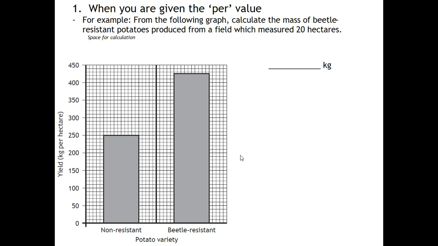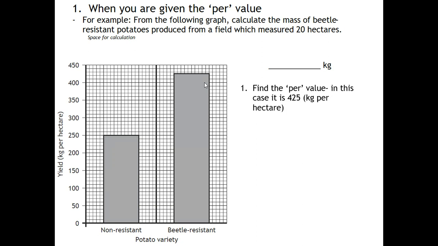So for example, from the following graph, calculate the mass of beetle-resistant potatoes produced from a field which measured 20 hectares. Now, my advice for all of these questions is look to the units. The units here are kilogram per hectare. That means kilograms in 1 hectare. We're also, for this question, interested only in this second bar here, because it asks about the beetle resistant. It doesn't ask about the non-resistant varieties for this particular question.